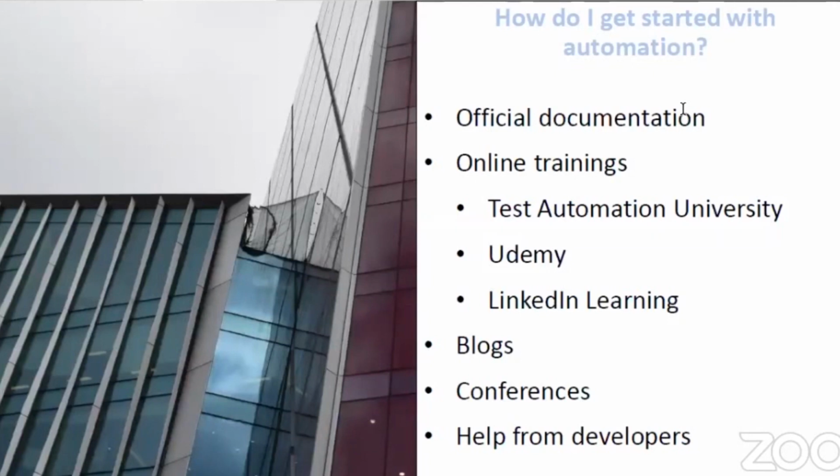in the official documentation. That is because the people who write these documentations are the people who actually implemented the tools. So they know best what the tool is all about. So official documentation is number one when it comes to starting learning anything, not just automation. But in general, official documentation is the best place to start.